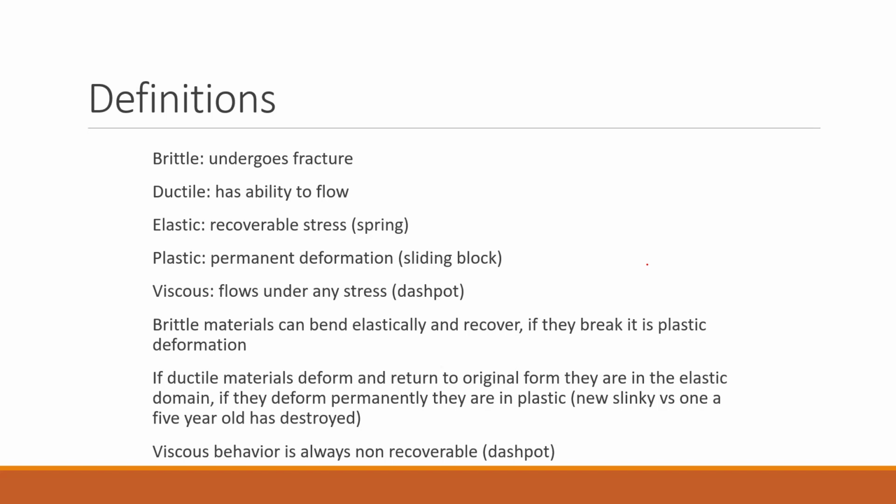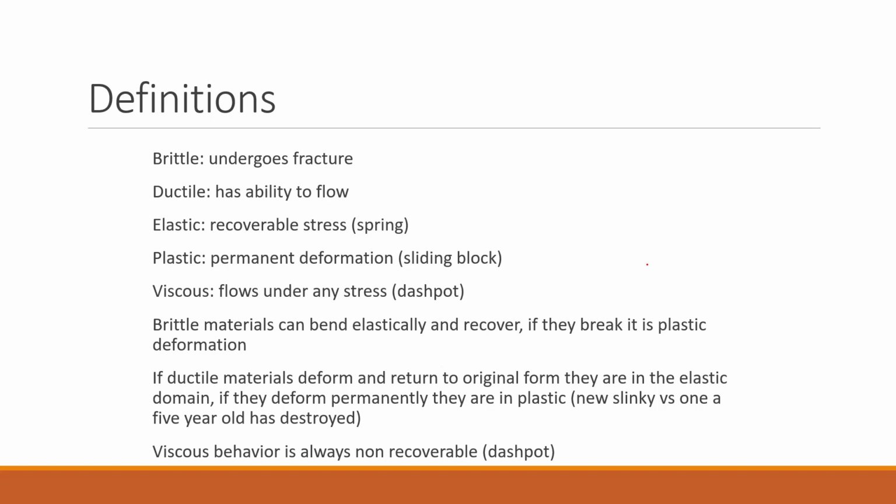So, a few definitions. Brittle means it undergoes fracture, it breaks. Ductile means it has the ability to flow, it's not going to actually break. Elastic is a response that is recoverable. So that means we're going to have some sort of change, a deformation due to our stress, but it can go back to its original shape. An analog for that would be a spring. If you stretch out a spring, it will eventually go back to its original shape.